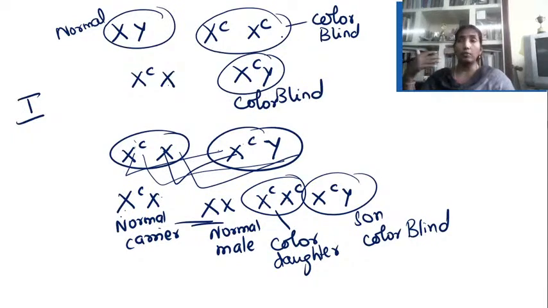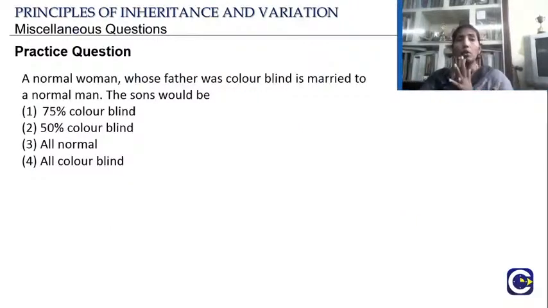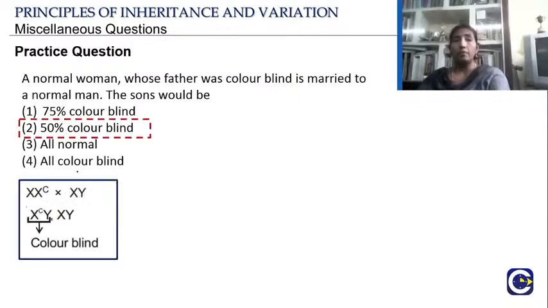So if the grandmother is colorblind, definitely the grandchildren, both granddaughter and grandson, will be colorblind in a probable ratio. That you need to know. So you see here a normal woman whose father was colorblind is married to a normal son. The sons would be 75% colorblind, 50%. So you're taking a normal woman, she is marrying a colorblind man. So what will be the probability of sons to be colorblind? Yes, you're right. It will be 50%.